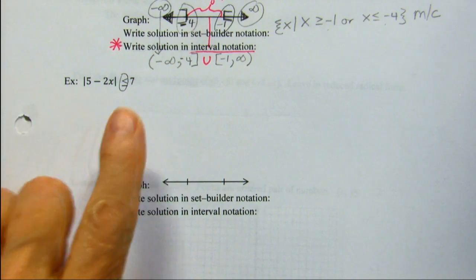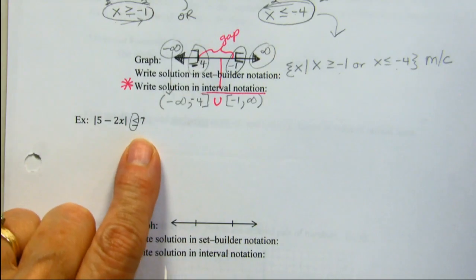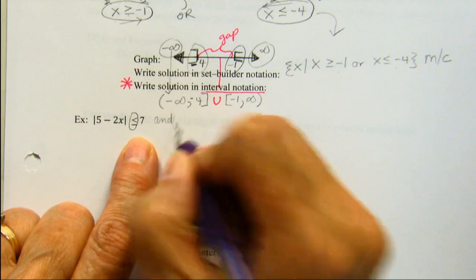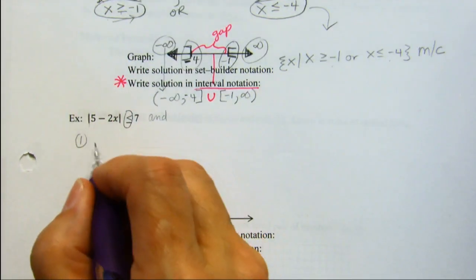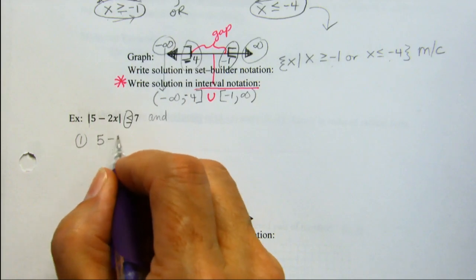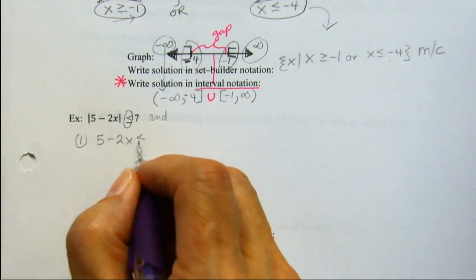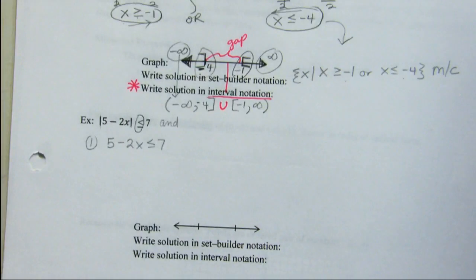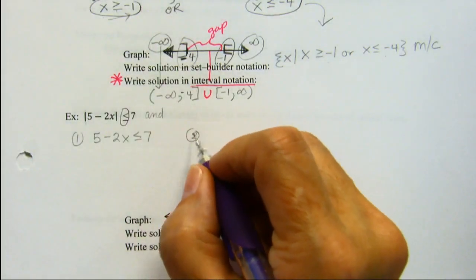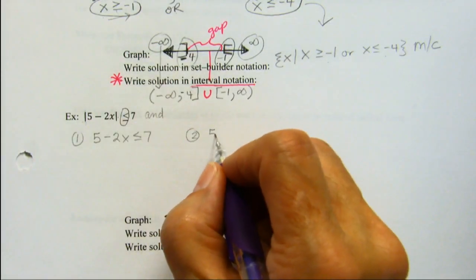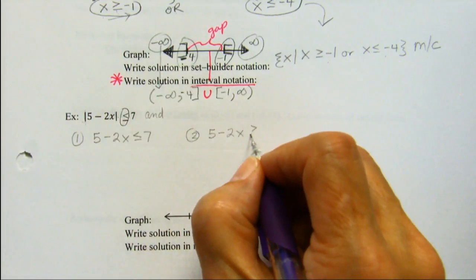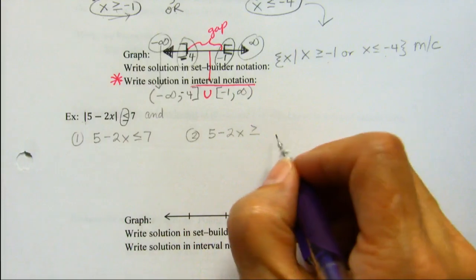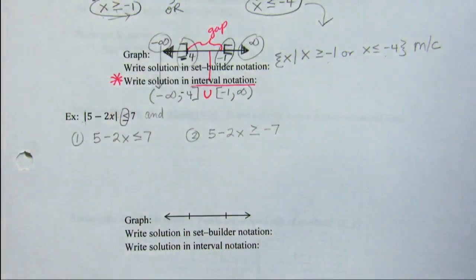Okay, the next one was less than or equal, so that was an AND problem. The first time, all we do is leave off the absolute value bars. 5 minus 2x less than or equal to 7. The second time around, leave off the bars. 5 minus 2x. Flip your inequality and change your positive 7 to negative 7.